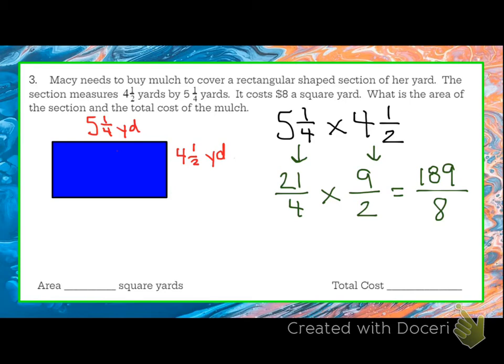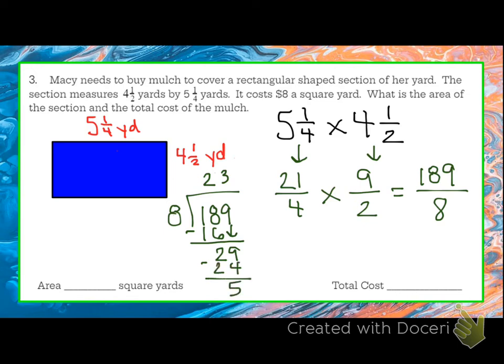So we are going to do a little long division. So we have 189 divided by 8. 8 can't go into 1, but 8 can go into 18 2 times. 2 times 8 is 16, so I subtract that. I have 2 left over. Bring my 9 down. 8 can go into 29 3 times. 8 times 3 is 24. I have 5 left over.